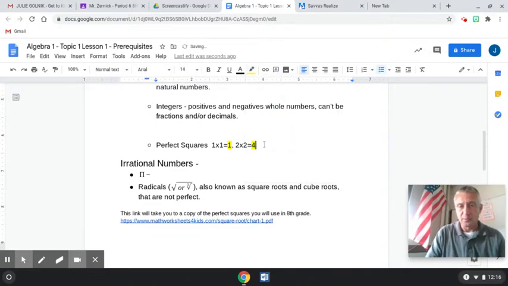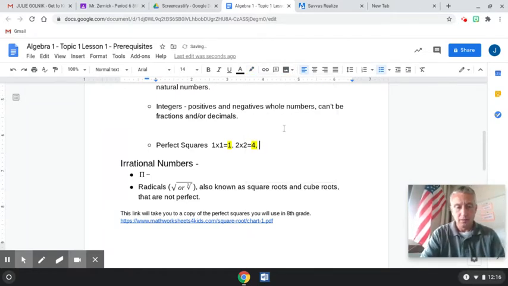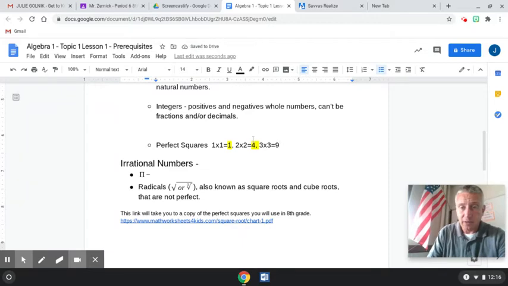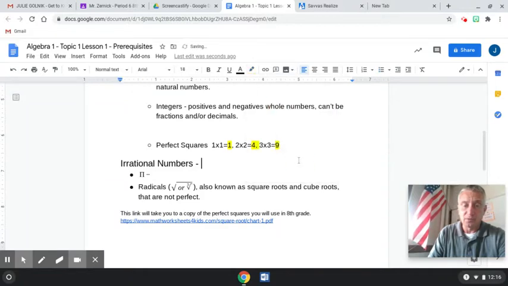What would be the next perfect square? The next perfect square would be 3 times 3, which would be equal to 9. You get the picture. So perfect squares are the numbers like 1, 4, 9, 16, 25. You'll be able to name them all. There's a reason we need to know perfect squares, and we'll explain that more later.